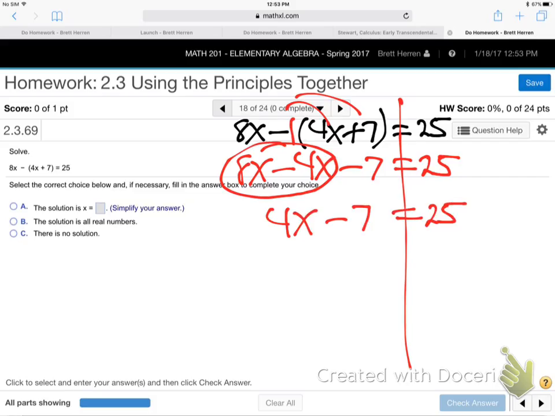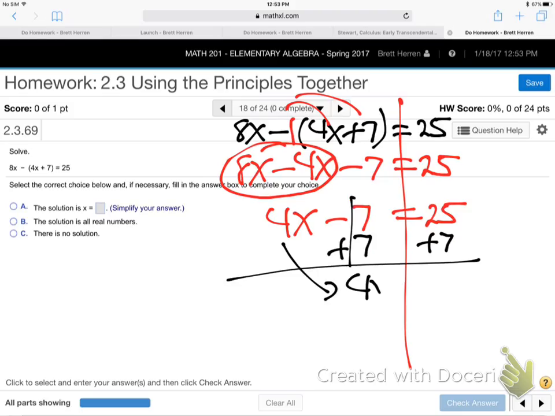And now these guys will combine like that. They just subtracted, right? 8 minus 4 is 4. And now x is saying, I want to be alone. So what do we do? Add 7. Add the 7. You know the rest, right? 4x is, what's that, 32? What's the last step always? Divide by 4. Divide. We always divide by the identical twin. Same sign, same everything, huh? So that's 8.